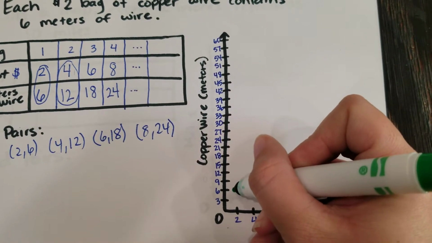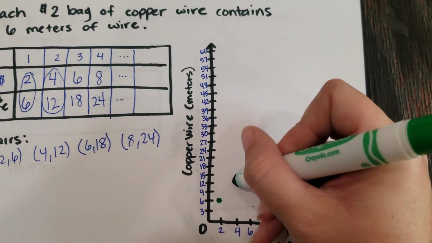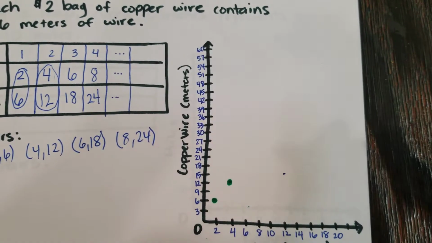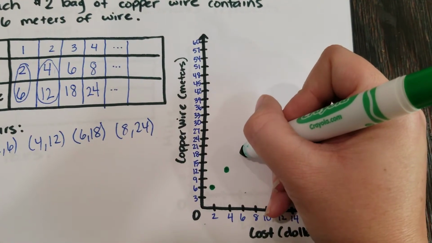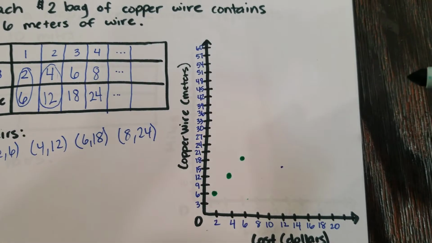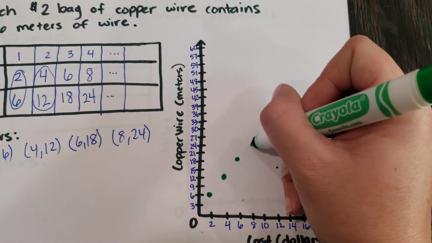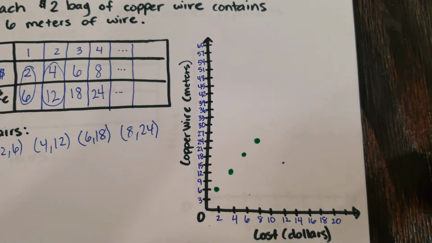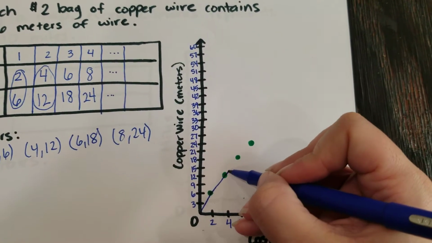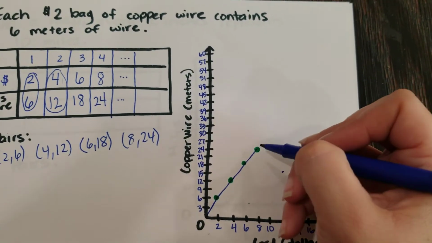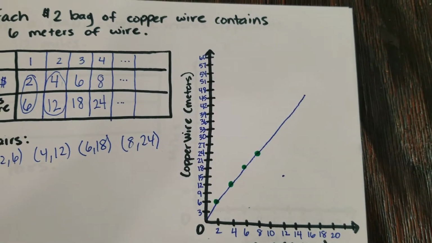There it is. Okay, 4, 12 over 4 up to 12, about right there. 6, 18 over 6 up 18, about there. And then 8, 24 over 8 up 24, about there. Did it make a straight line? Yeah, pretty close. If I had graph paper, it would be much, much straighter, but I can still use this. It's fine. All right, I'm going to extend that line.